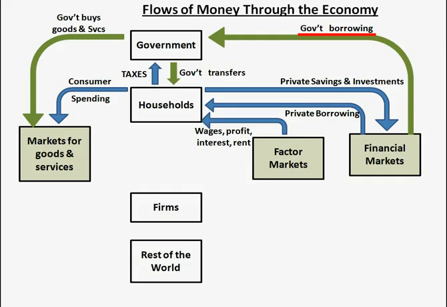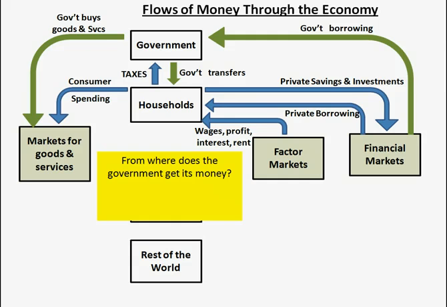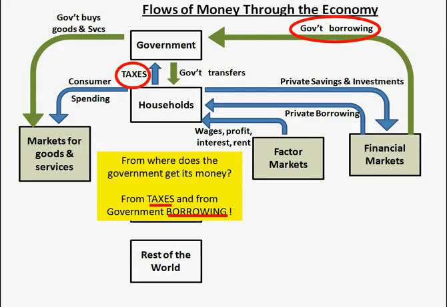It doesn't have enough money to make all the transfer payments it wants and buy all the goods and services, so it also has to borrow money from the financial markets. Okay? And where does the government get its money from? It gets it from taxes and from borrowing.